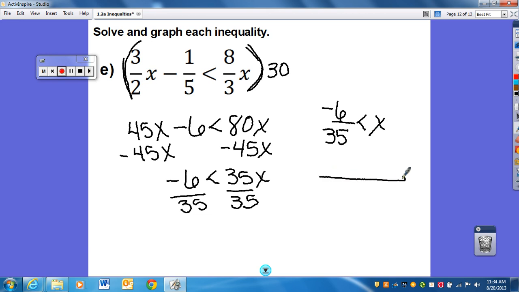Let's graph that solution. So we draw our number line, putting our tick mark and labeling our solution as negative 6 over 35. If we take a look at our symbol, it's a less than sign, so we're going to have an open circle. But remember, we're going to start with the variable. So x is greater than negative 6/35. We will shade to the right because that's where the numbers are larger. Remember to start with the variable.